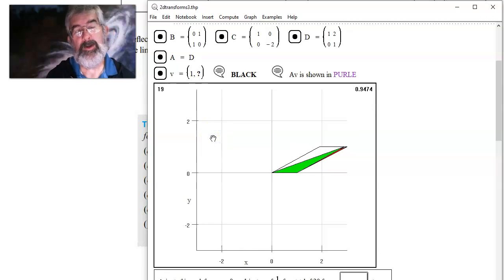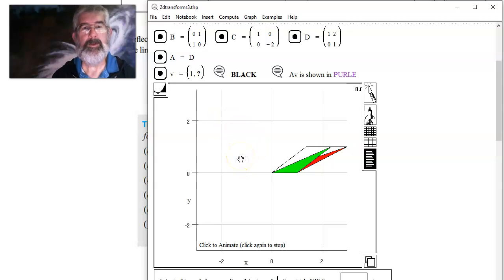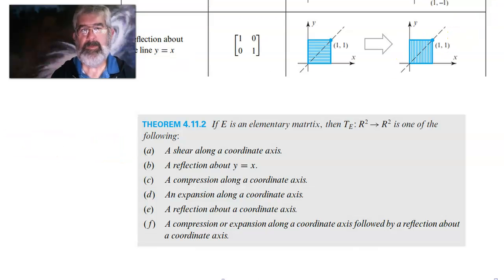One thing to notice about all of those matrices that I just looked at and the transformations corresponding to them, these matrices are elementary matrices. And it turns out that we can say precisely what the transformation is when you're multiplying by an elementary matrix. So here's the theorem. The theorem says if E is a 2 by 2 elementary matrix, then the transformation T sub E from R2 to R2 is one of the following.